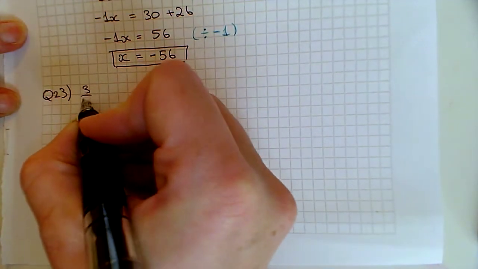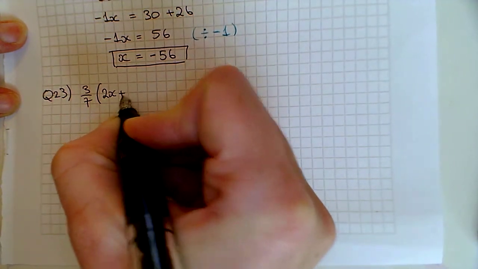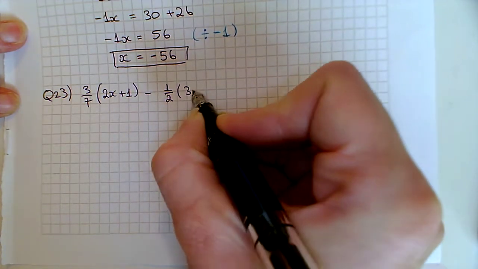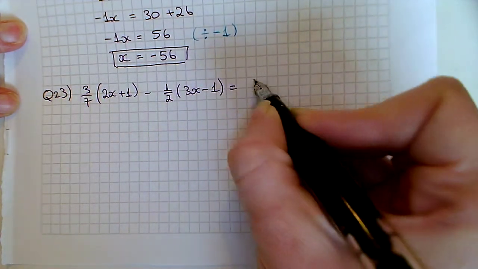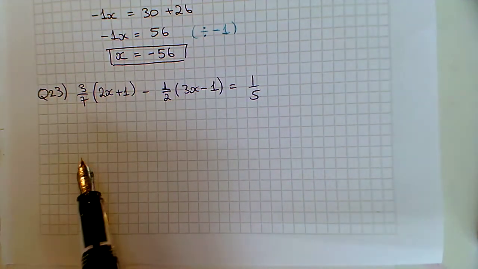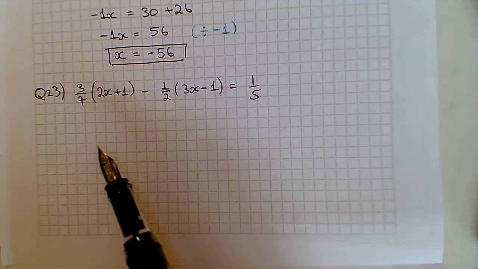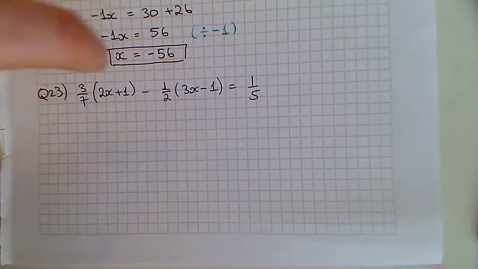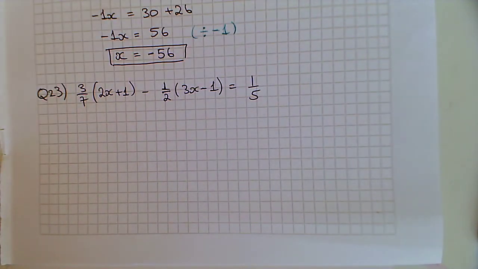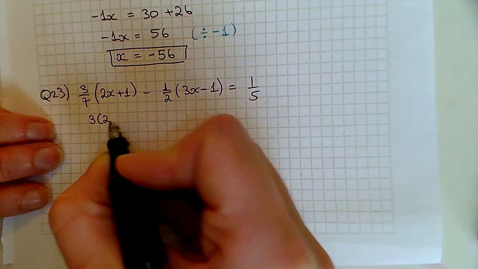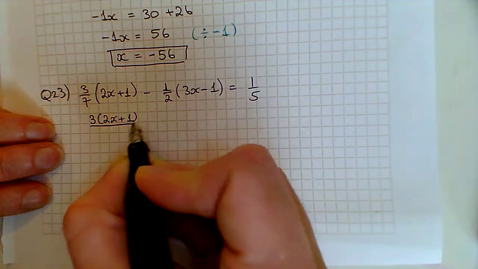We had 3 over 7 bracket 2x plus 1, minus 1 over 2 bracket 3x minus 1, equal to 1 over 5. And I just want to remind you, you can multiply across by whatever the common denominator would be. I think it is 70. Yeah, we have to go as far as 70 before we get a number that they all go into. And I could multiply this by 70, this by 70, and this by 70 without writing them as single fractions first. So this step is just to make it look the same as what we've done before.